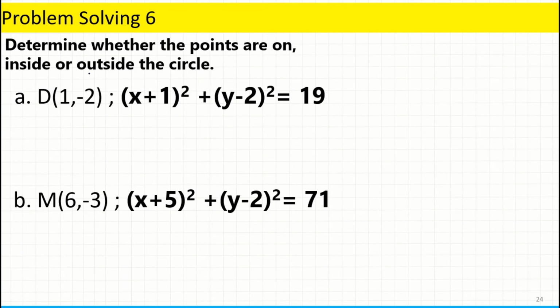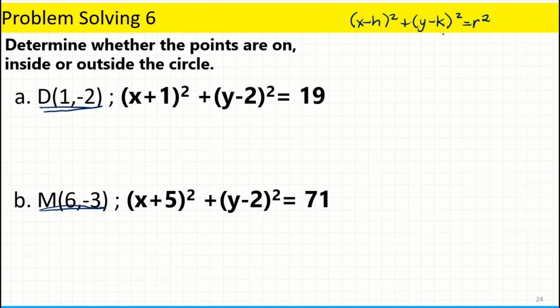Problem solving number 6. Determine whether the points are on, inside, or outside the circle. Okay, so recall natin ang standard form. We have (x − h)² + (y − k)² = r². We are going to determine if the given points, point D and point M, are on the circle, inside, or outside the circle.